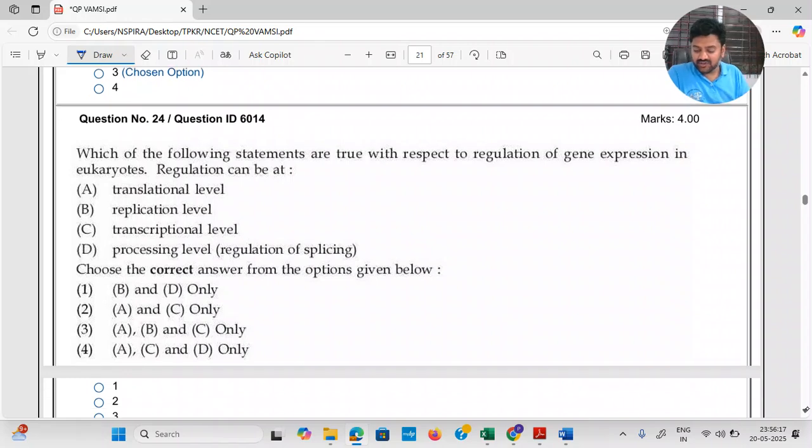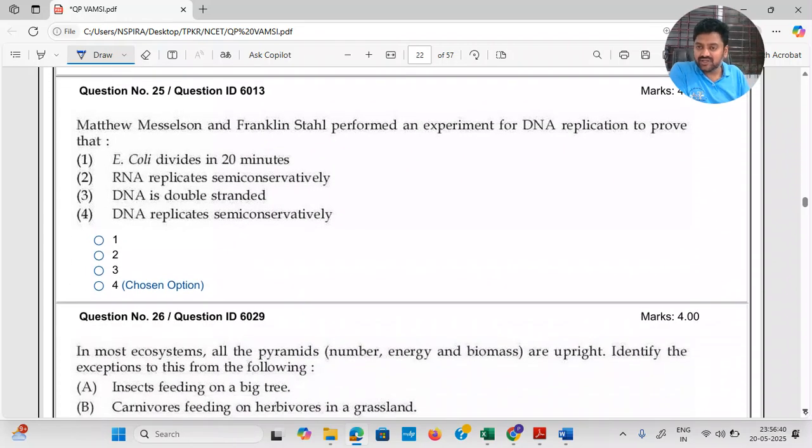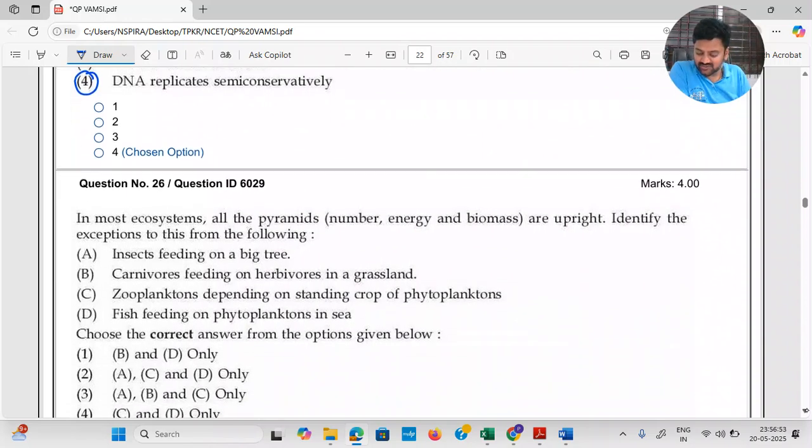Moving to the 24. Which of the following statements are true with respect to regulation of gene expression in eukaryotes? Regulation can be at translation level, of course, it is possible. Transcription level also possible. Processing level also possible. So, A, C, D, the fourth option is correct one. Question number 25. Matthew Meselson and Franklin Stahl performed an experiment for DNA replication to prove that DNA replicates semi-conservatively, which is also most important question.